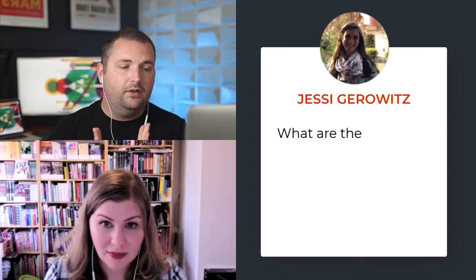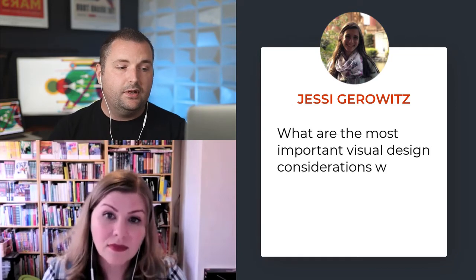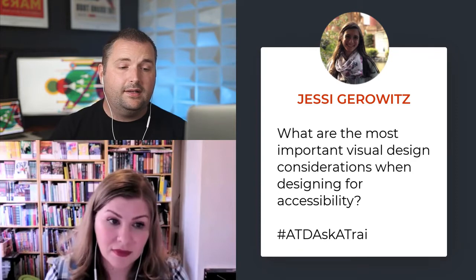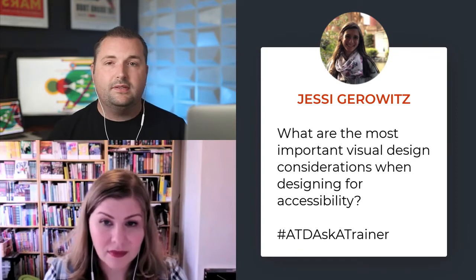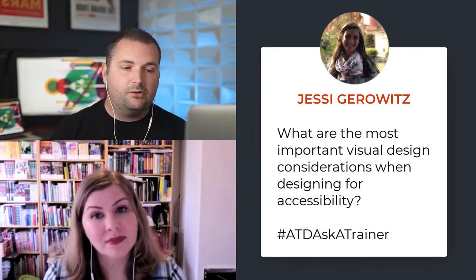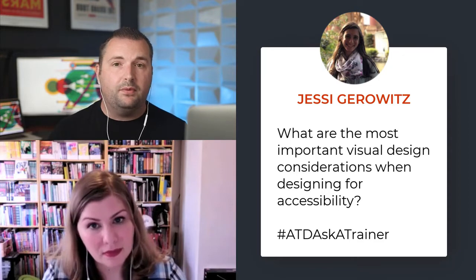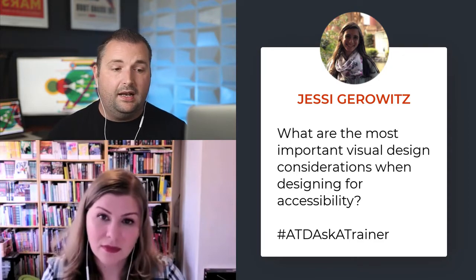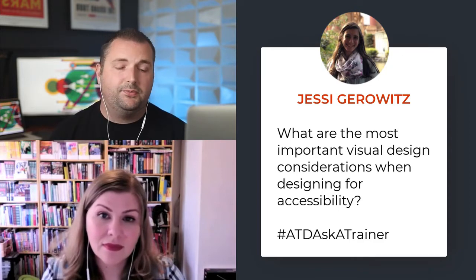And this is a fantastic question, Jesse. Jesse wants to know, what are the most important visual design considerations when designing for accessibility? And I think we would be remiss if we didn't answer this question, because accessibility is on everybody's radar right now. And I am not an accessibility expert. From my standpoint, I think the biggest thing is using alt text in your images, and of course, and Bianca, I'll let you answer what that means if anyone doesn't know.